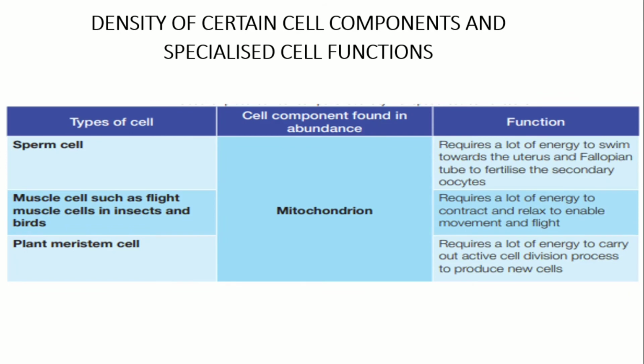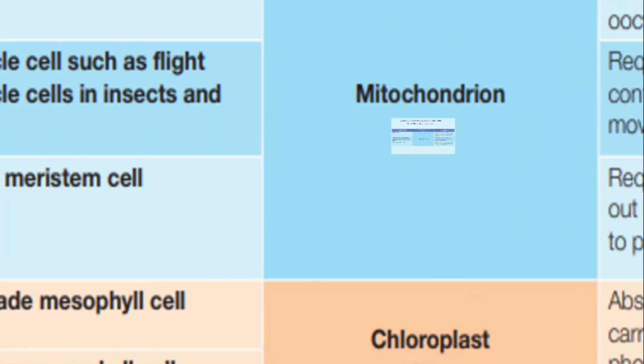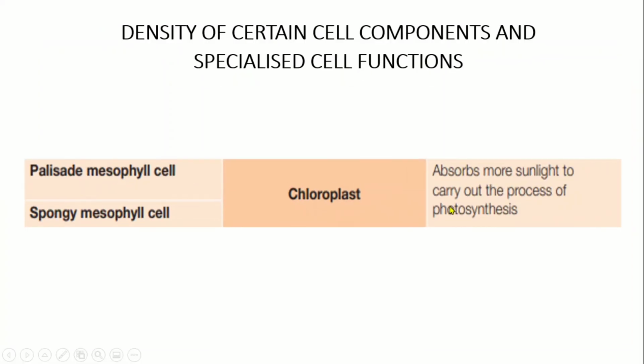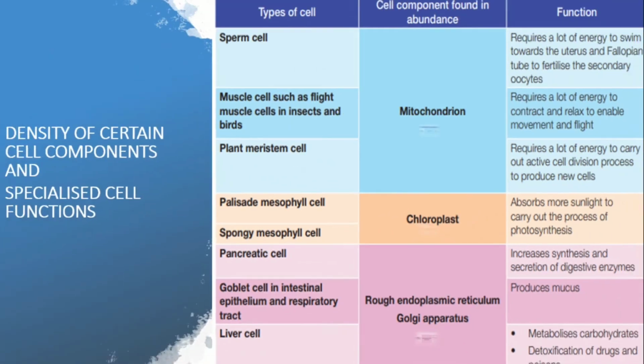Next one is the plant meristem cell. It requires a lot of energy to carry out active cell division to produce new cells. Next one is the chloroplast. The chloroplast is present in high numbers in the palisade mesophyll cells and the spongy mesophyll cells. Its function is to absorb more sunlight to carry out photosynthesis.